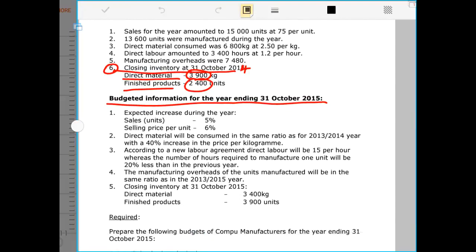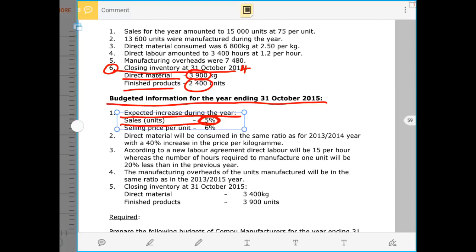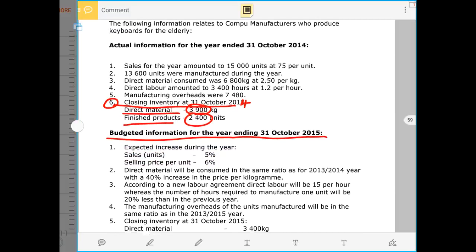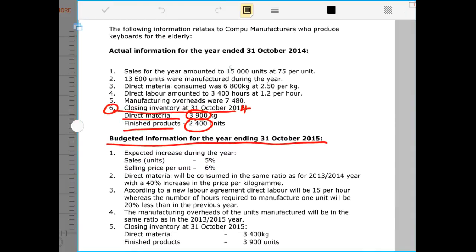Under number 1, it says sales units are expected to increase by 5%. Sales units are expected to increase during the year by 5%. Remember, there is actual information that took place last year. Last year, there was 15,000 units that were sold. And now we expect that 15,000 to increase by a percentage, which is 5%. Therefore, now that will be the budgeted sales for the year 2015 up to 31st of October 2015.